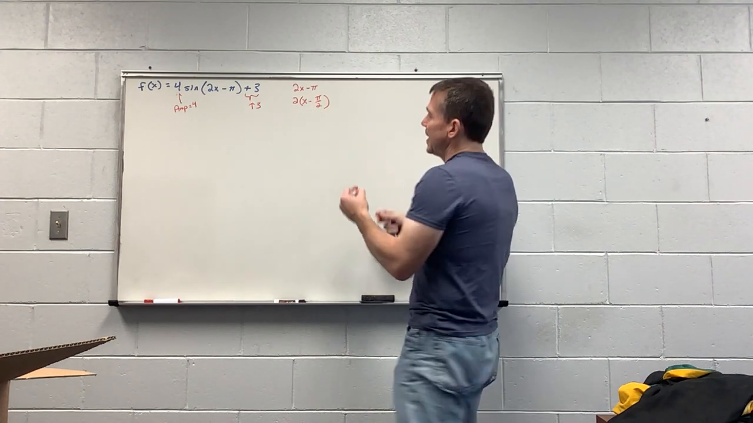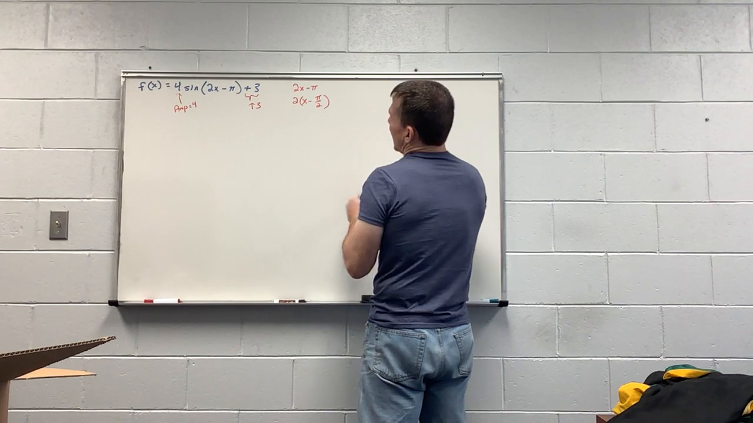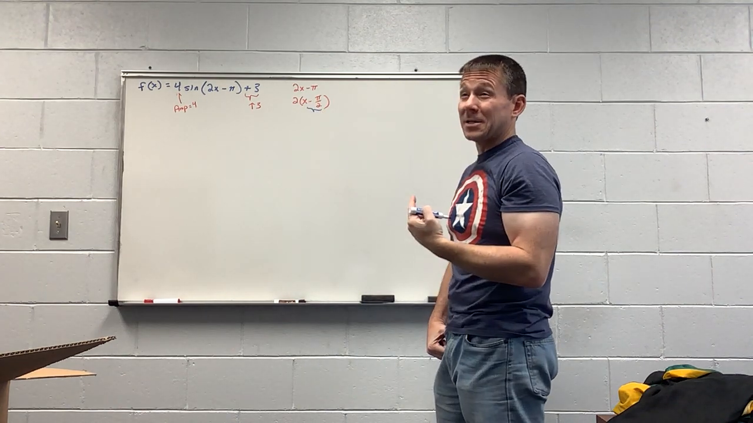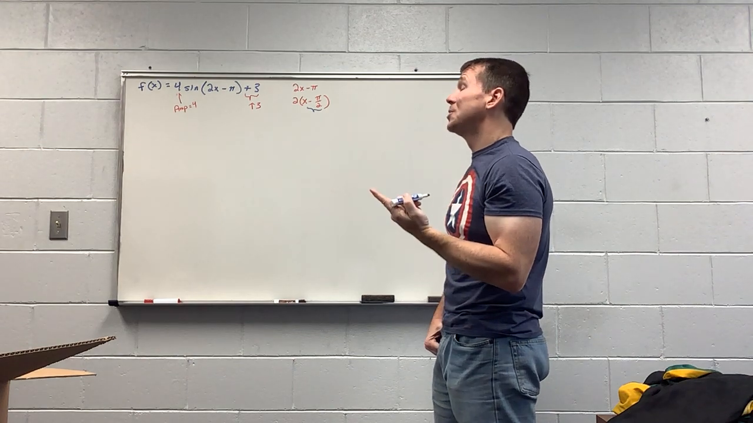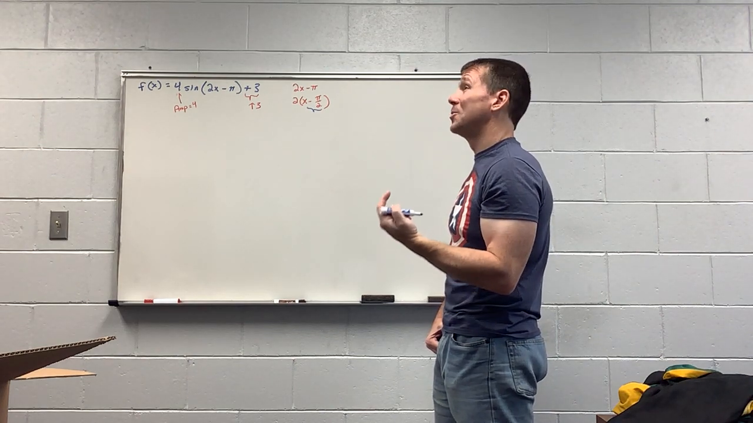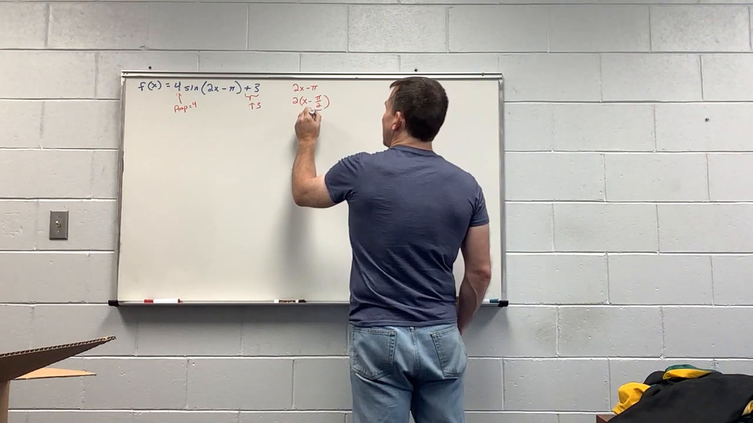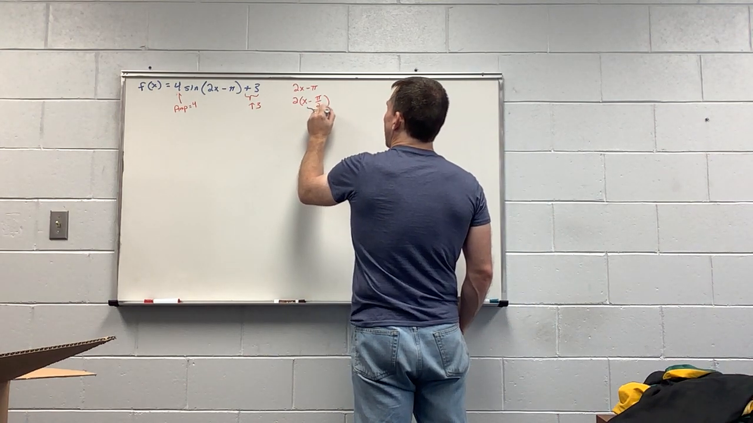So now I have this, and then whatever I add or subtract on the inside shifts me horizontally. Subtraction usually goes left, which means now, since it's inside the parentheses, remember from 171, I go right. So this will go right pi over 2.